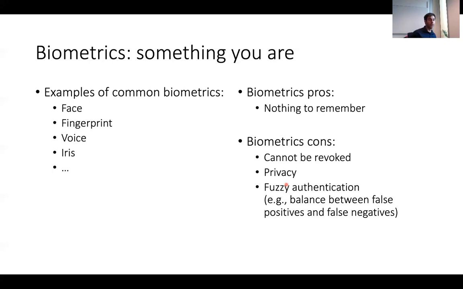A system based on a password only accepts the right password and nothing else. A system based on biometrics must also accept biometrics with some degree of error. So you need a balance between being tolerant, accepting slightly perturbed or noisy features, and not being too tolerant, because that would allow the adversary to attack the system.